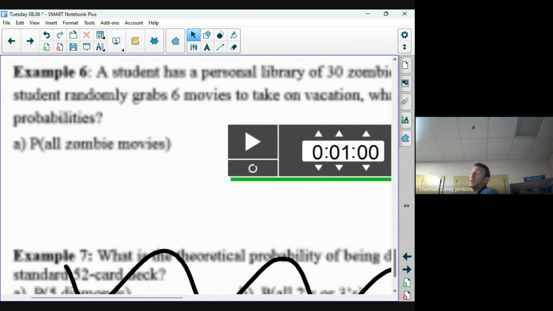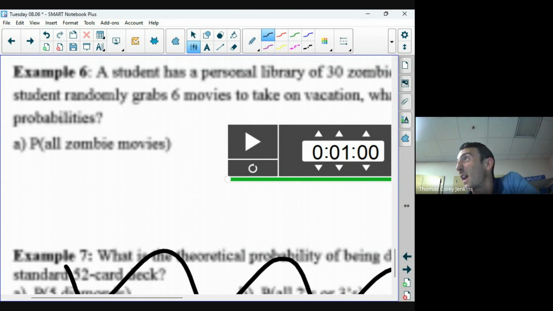So the probability that we choose 6 zombie movies from a group of 30, right? How many ways could you do that? Think back to yesterday, this would be 30C6, 30 choose 6. You might remember seeing that from yesterday, okay? What's the total sample space if we choose 6? That would be 40 choose 6.